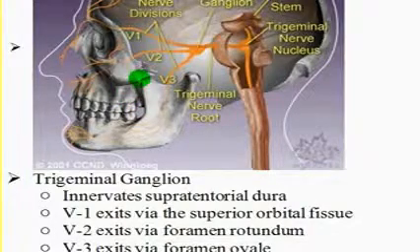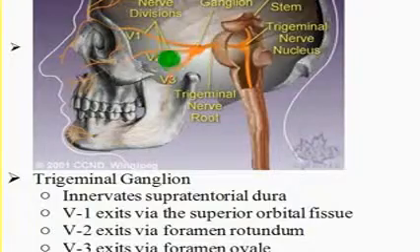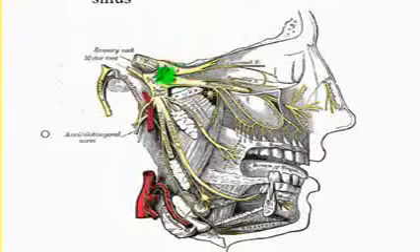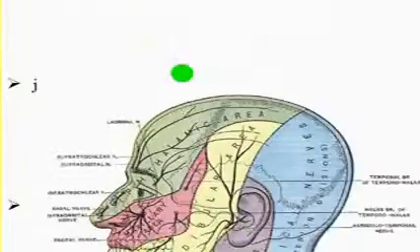V1 and V2 are going to travel through the cavernous sinus. There's another view of V1, 2, and 3. V1 and V2 are going to travel through the cavernous sinus.